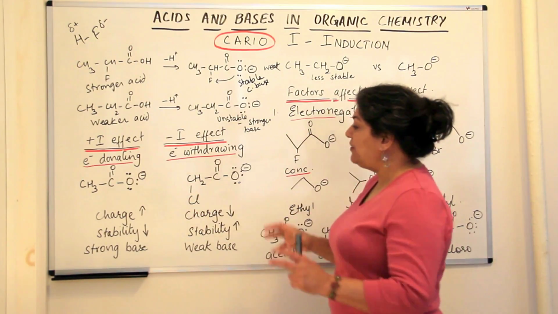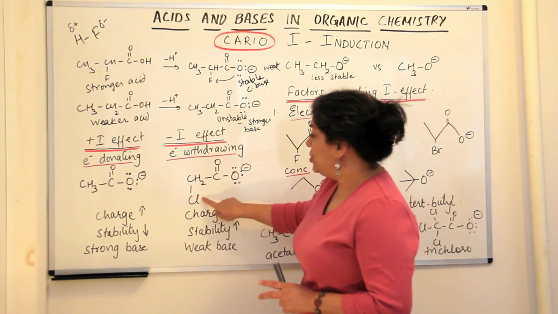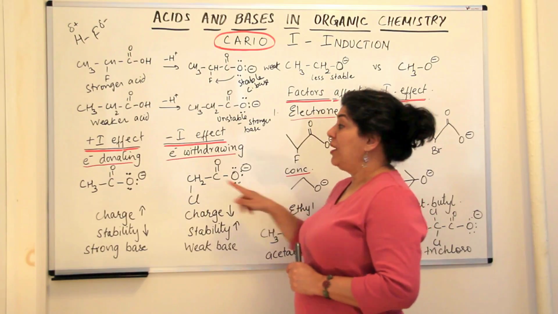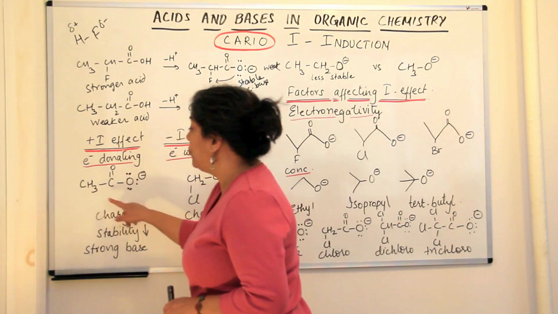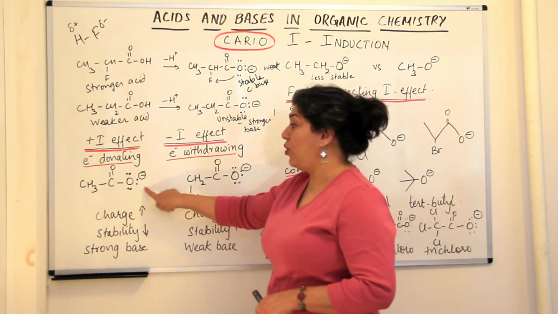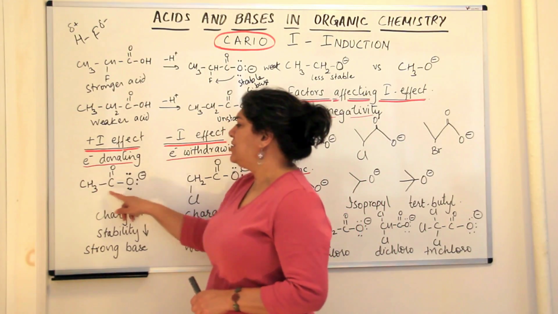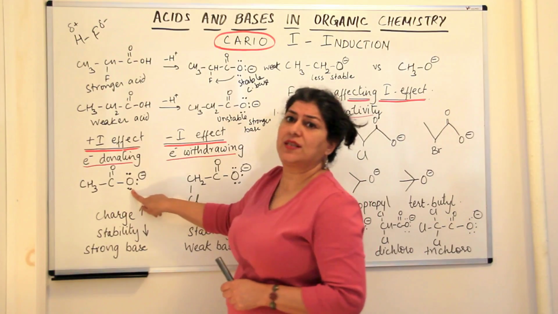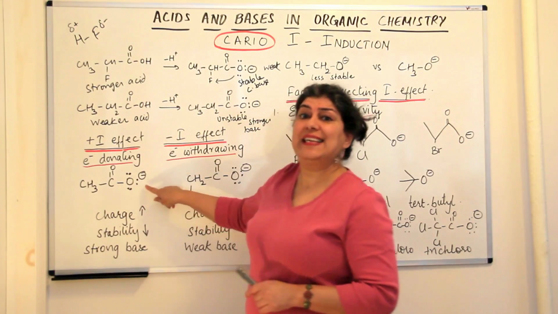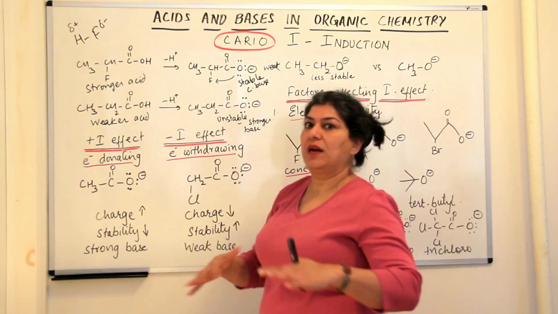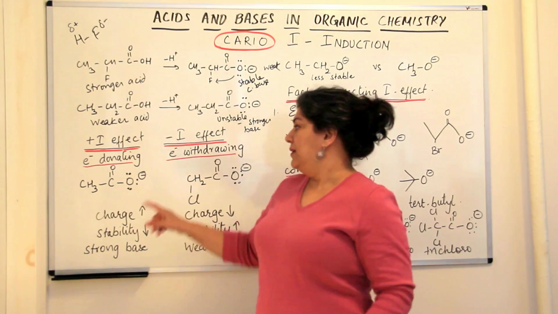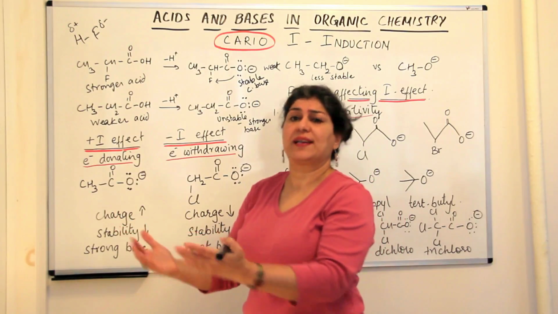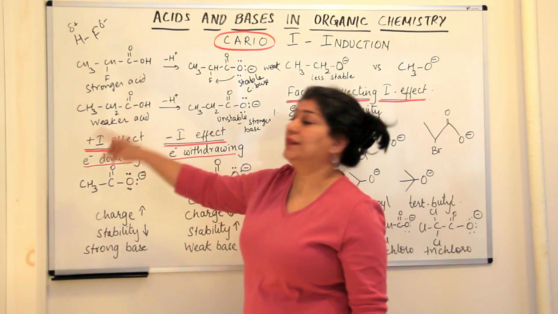So when inductive effect takes place, the presence of an electron withdrawing group reduces the charge, but the presence of an electron donating group increases the charge on the oxygen. Why? Because methyl, instead of pulling the electrons, is rather pushing its electrons towards this oxygen, thereby increasing the negative charge. And if the charge becomes more, the species becomes less stable. It tends to react. It tends to reform the acid.